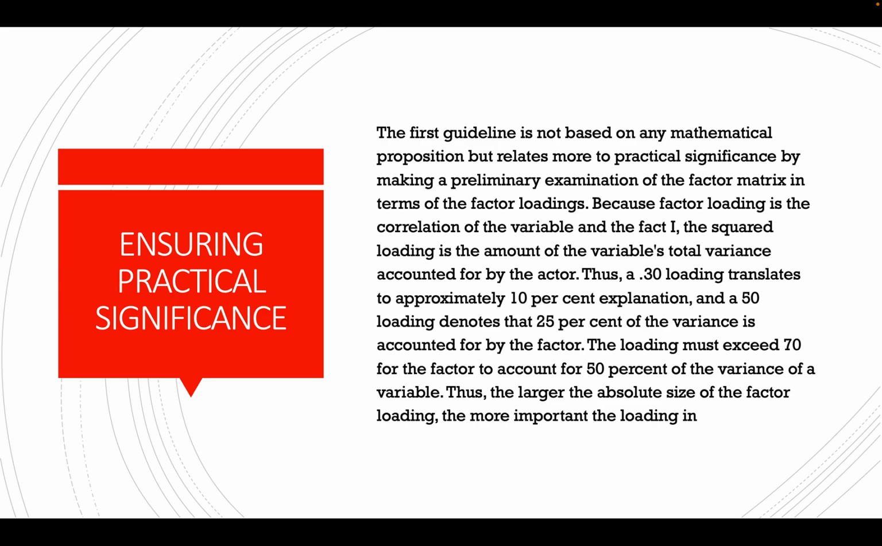preliminary examination of the factor matrix in terms of factor loadings. Because a factor loading is the correlation of the variable and the factor, the squared loading is the amount of the variable's total variance accounted for by the factor. Thus, a .30 loading translates to approximately 10% explanation, and a .50 loading denotes that 25% of the variance is accounted for by the factor. The loading must exceed .70 for the factor to account for 50% of the variance of the variable. Thus, the larger the absolute size of the factor loading, the more important the loading is.